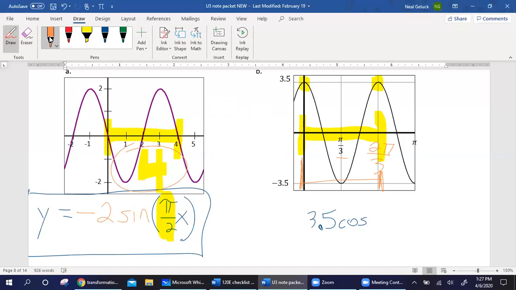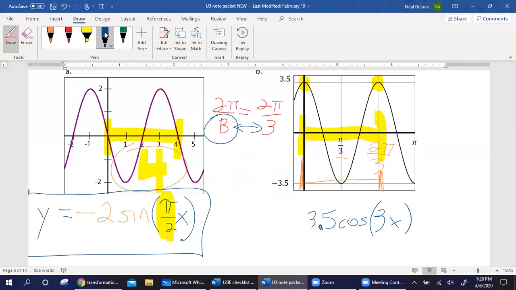Now remember, that's the period. So what does that mean? That means that 2 pi divided by some number that's going to go in the equation is 2 pi over 3. Which you could solve for b, but you can just see that 2 pi over something is 2 pi over 3. That something has to be 3. So the number that would go into my function is 3. So there's my equation for that graph.